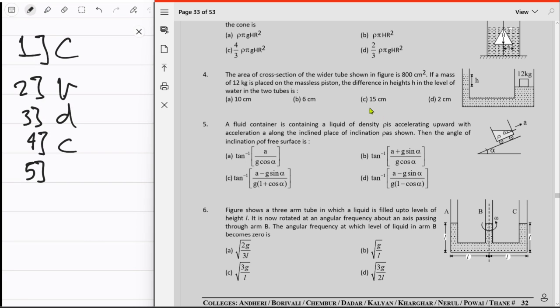Fifth: a fluid container containing a liquid of density rho is accelerating upward with acceleration a along an incline of inclination alpha. Then the angle of inclination of the free surface is... Why are you writing rho everywhere? The inclination of the free surface is. So this should be theta, I think.